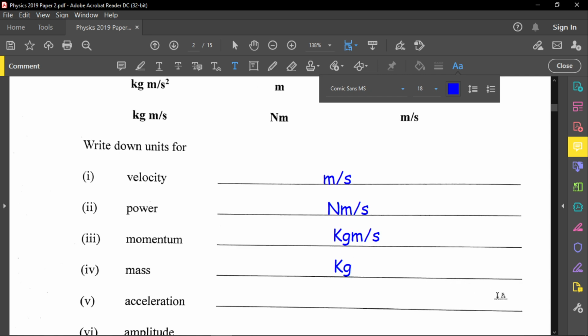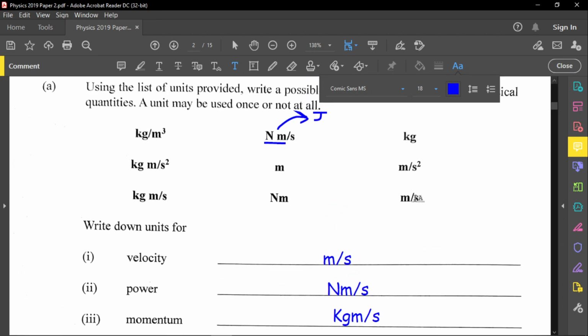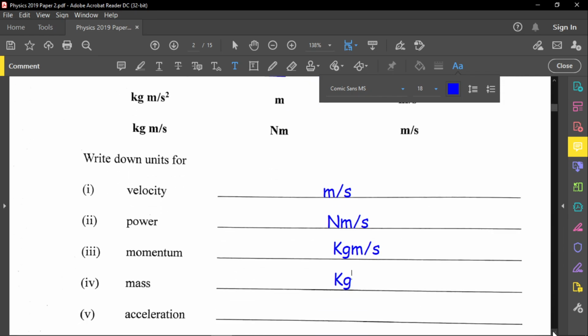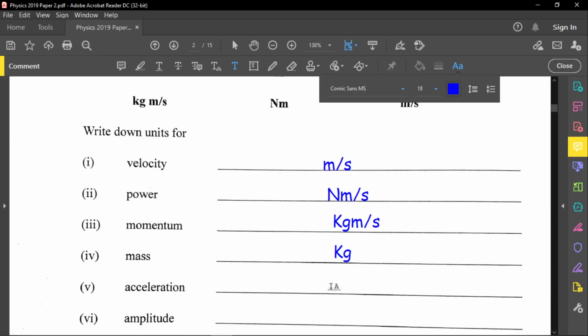Acceleration, let's go to acceleration. Acceleration is meters per second squared. Let's see if we see that. Okay, so acceleration is meters per second squared. It is right here, meters per second squared. So that is straight off the bat right there. Meters per second squared. All right, let me write in that squared for you real quick.